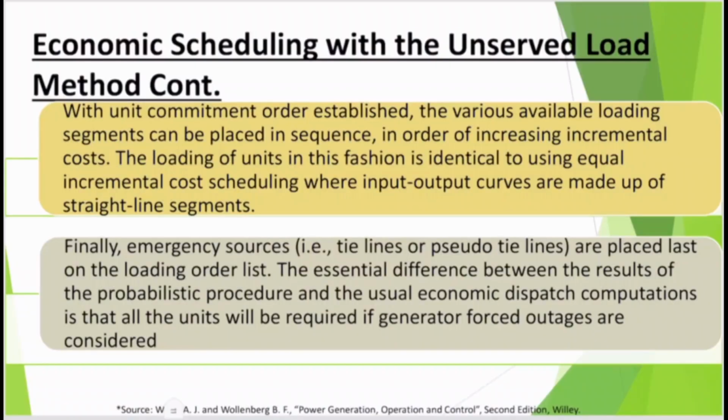The essential difference between the results of the probabilistic procedure and the usual economic dispatch computation is that all the units will be required if generator forced outages are considered. That means if you are assuming that there may exist a forced outage mechanism, then you have to make all your generators ready, because at least if the largest generating unit fails, we must be in a position to take care of those losses.